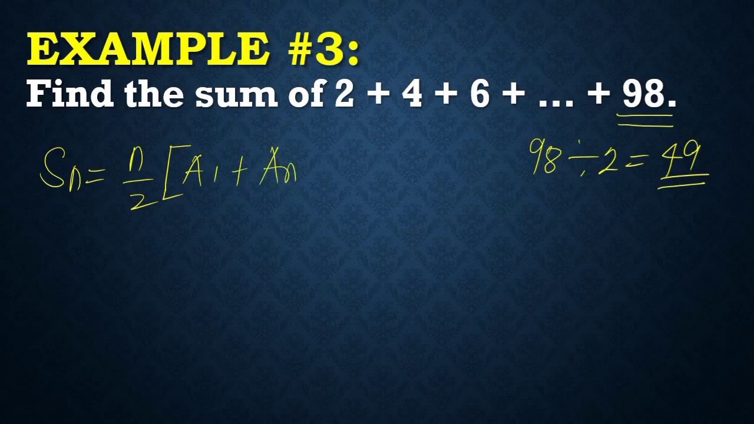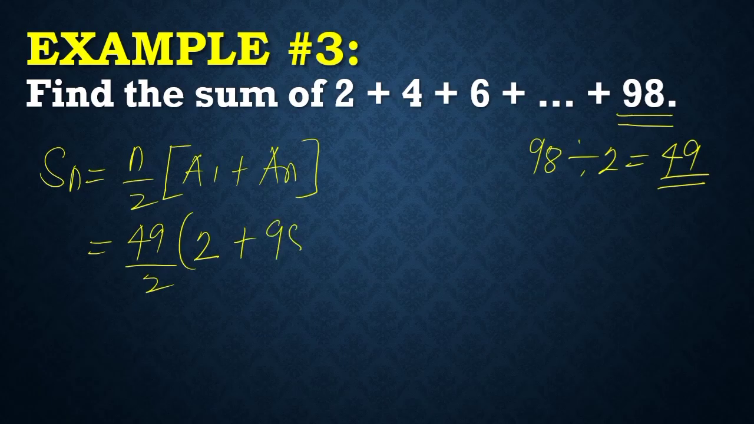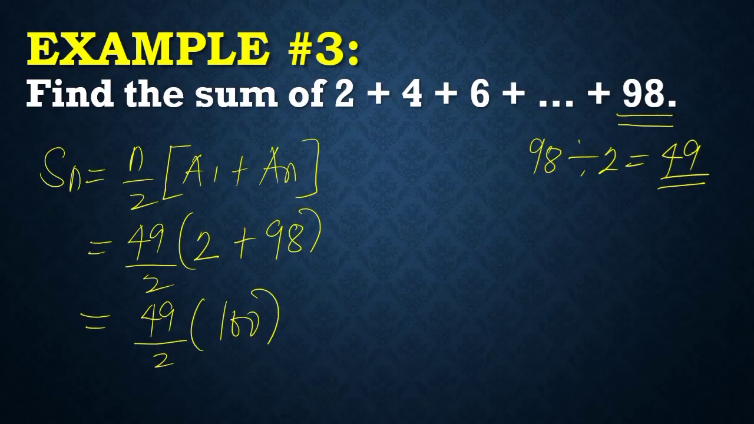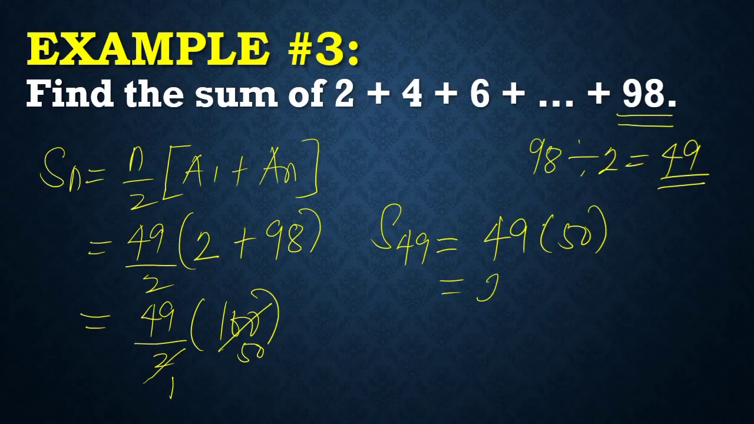plus a sub n. So, n is 49 over 2 times the first term, that is 2, plus the last term, 98. Next, 49 over 2 times 2 plus 98, that is 100. Now, we can cancel out 2 and 100 because they have the common factor 2. 2 will become 1, and then 100 will become 50. So, S sub 49 is equal to 49 times 50, and that is 2,450.